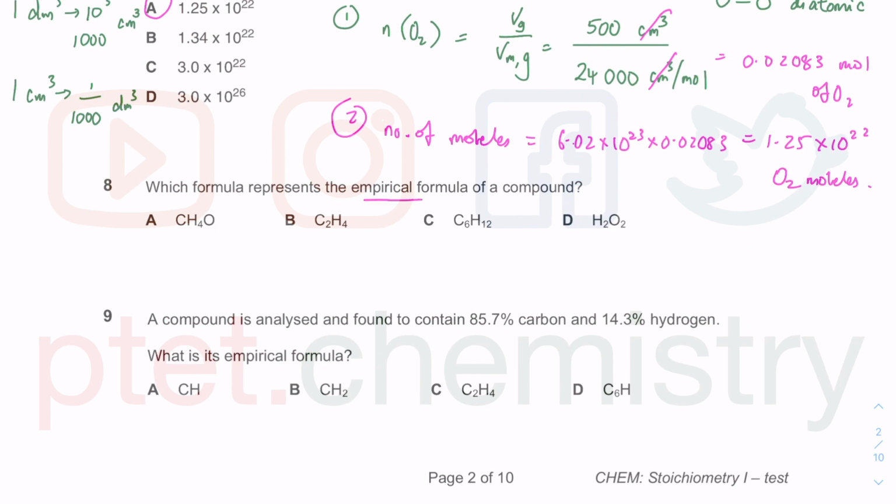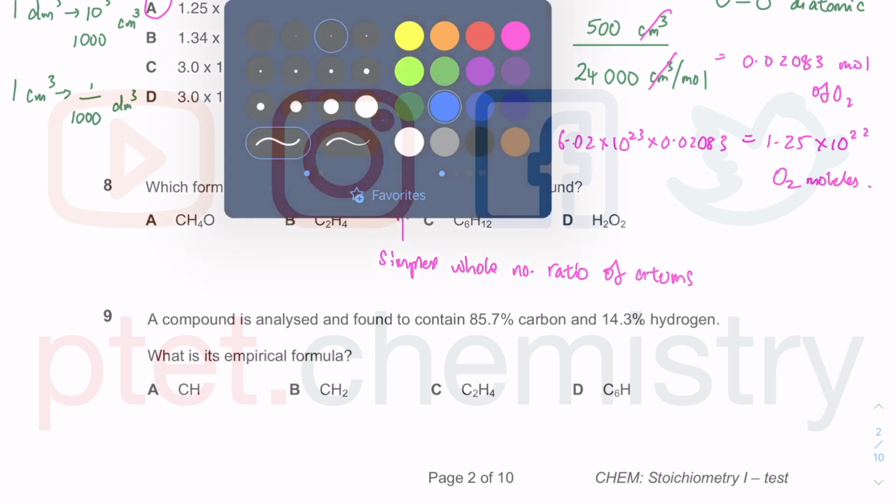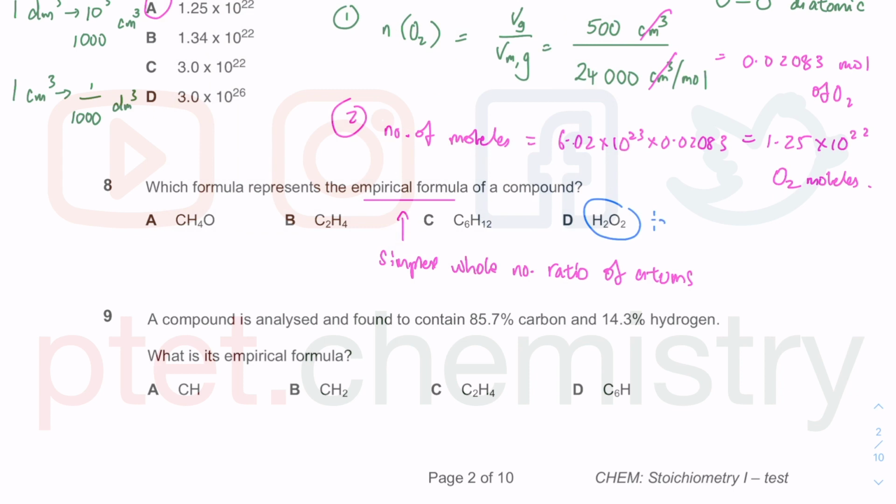Question 8, empirical formula. The definition of empirical formula is stated in the syllabus. It's the simplest whole number ratio of the atoms. So you've got to look for something that cannot be simplified further. I can show you which one can be simplified further. This one can be simplified further, and you get HO like that.